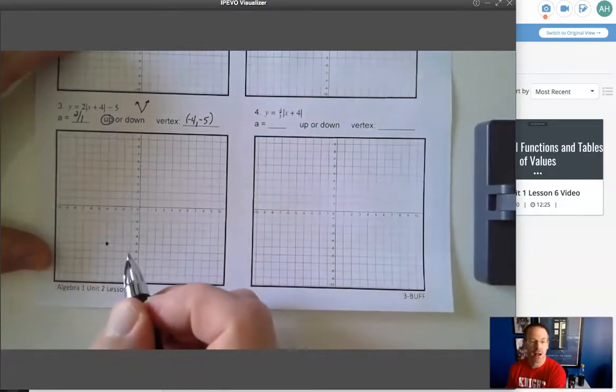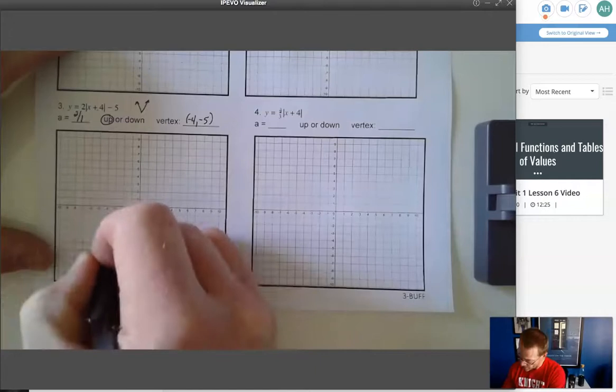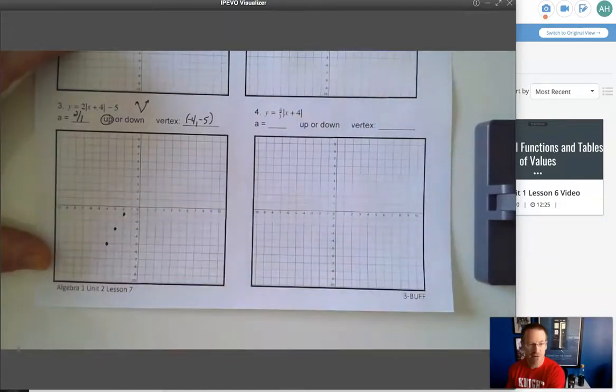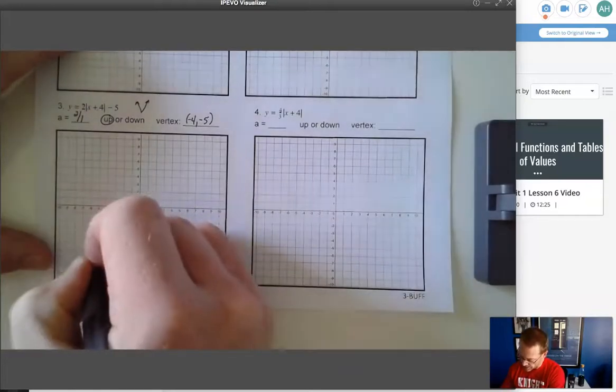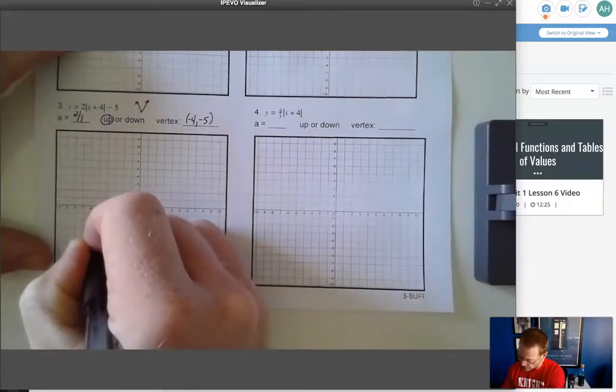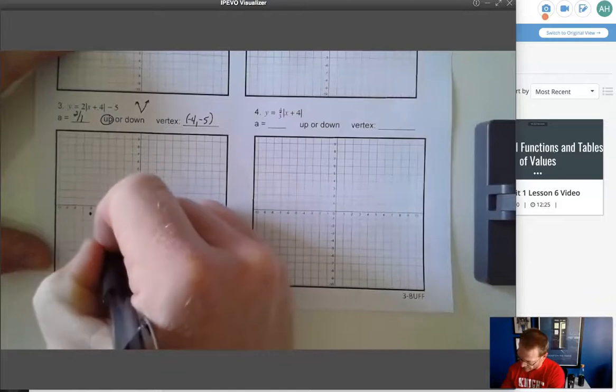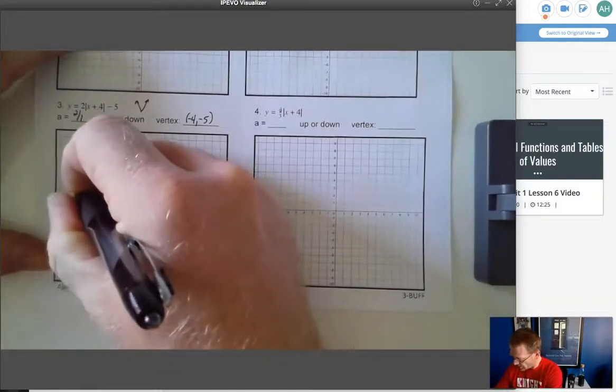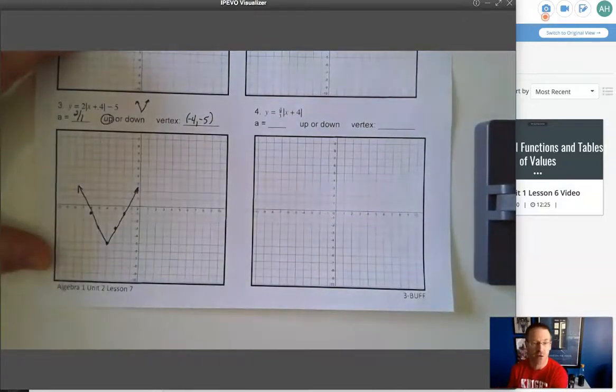Now we're going to do our slope. So up 2 to the right 1, up 2 to the right 1, there's half of our V. Now I'm going to get the other half. I'm going to go up 2 to the left 1, up 2 to the left 1. And then once again, be sure to put arrows on the top of those because we do know it's going to continue going up forever. All right, so one more of these together.